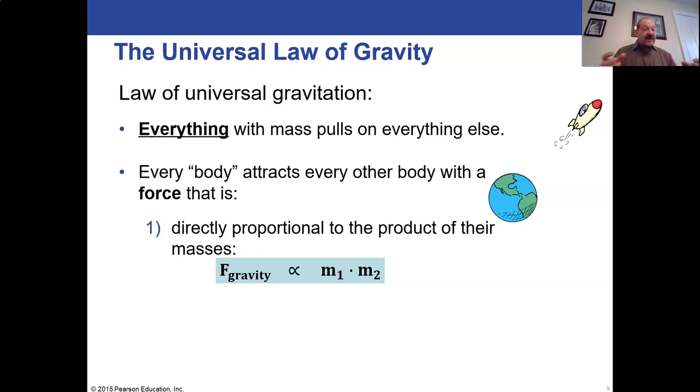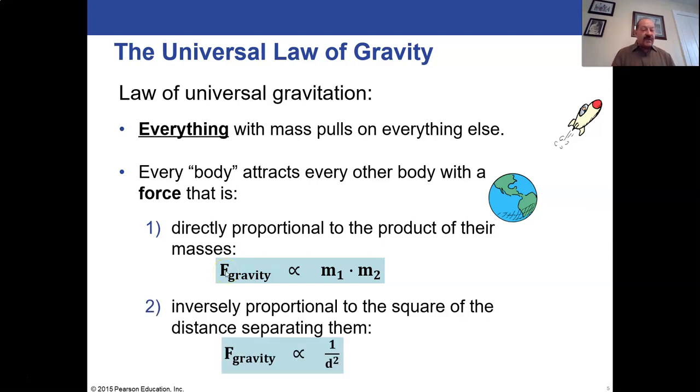And if there are two bodies that are attracting one another, the gravitational force is proportional to both of those masses, or we would say that it's proportional to the product of the masses, mass 1 times mass 2. So if you increase mass 1, you'll increase gravity by the same amount. If you increase mass 2, you'll increase gravity by the same amount, the force of gravity. If you increase both of the masses, then you have two increases in the force of gravity.